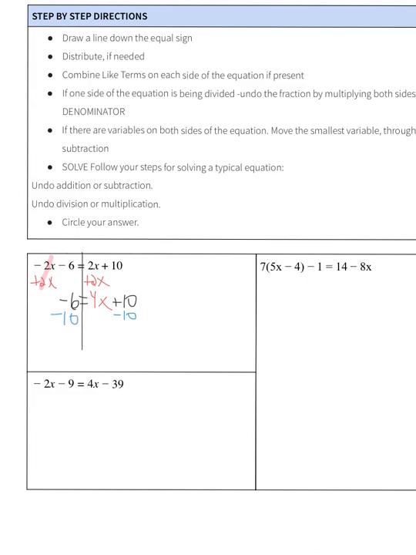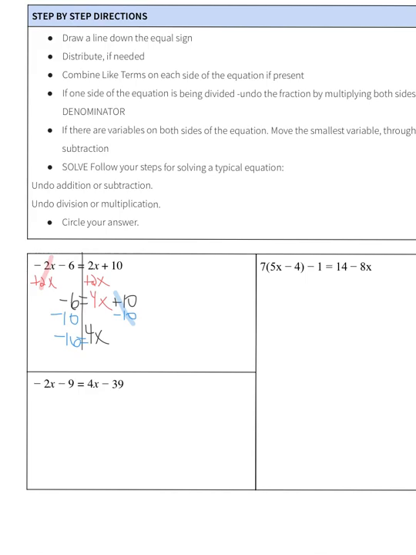Now we have a plus 10 and a minus 10 is equal to 0, so that's gone. And I'm simply left with 4x. And we have negative 6 minus 10, and that is equal to negative 16. So we have negative 16 is equal to 4x.